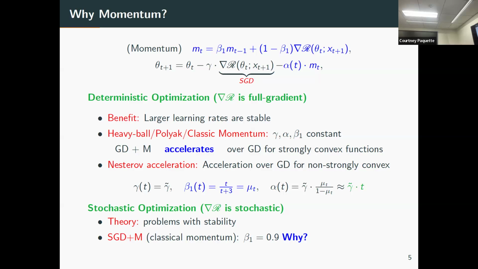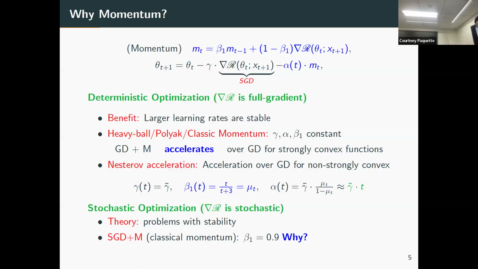And then what people tend to do in practice is they just fix the momentum to be a constant. So they'll just choose beta 1 to be like 0.9. That's it. Why 0.9?